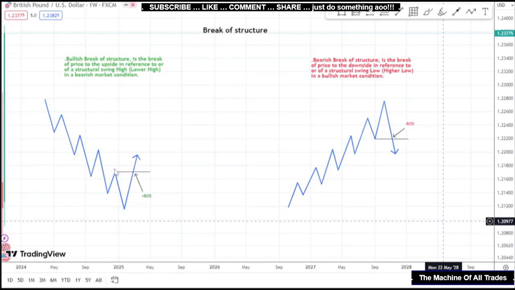Because it is one of a series of lower highs. That is one of a series of structural swings that have represented the top of that bearish market. I don't know how to put it, but as the market was going down, it only topped at those lower highs to go down.